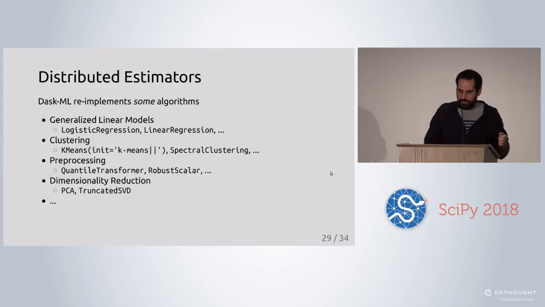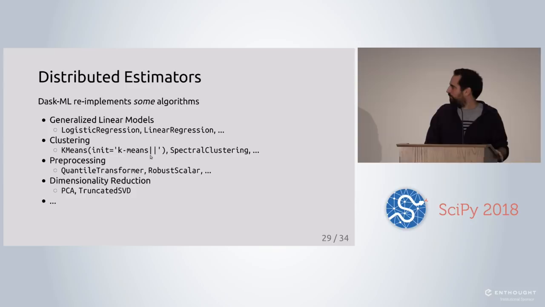But there are also distributed algorithms like k-means that has a specific initialization scheme that can run in parallel. This is the k-means parallel replacement for k-means plus plus. Basically, this is a strategy that is also implemented in Spark. I'm not sure if it's the best or not, we haven't run a full benchmark, but at least it can run in parallel.